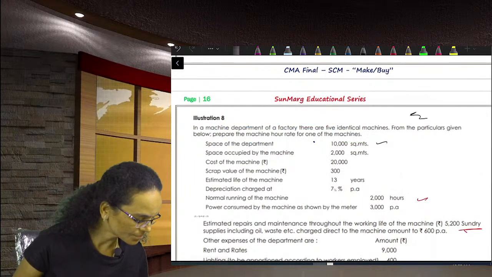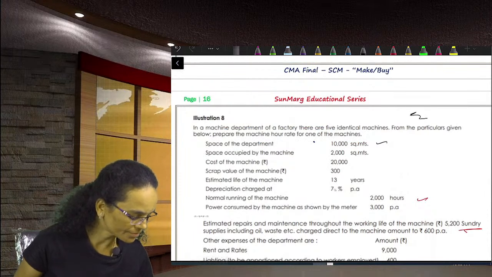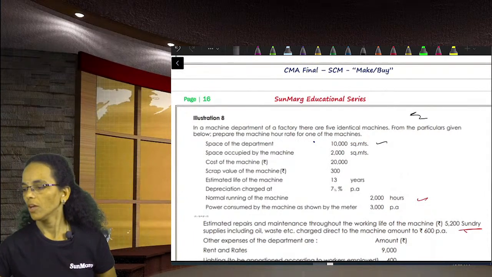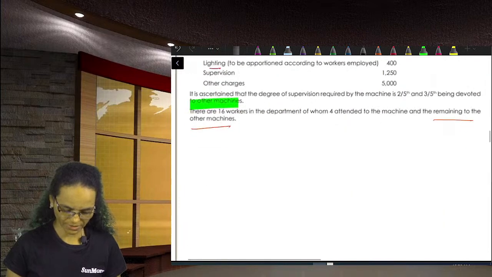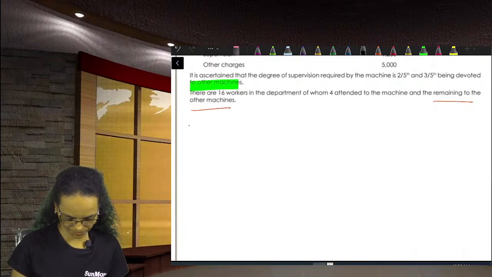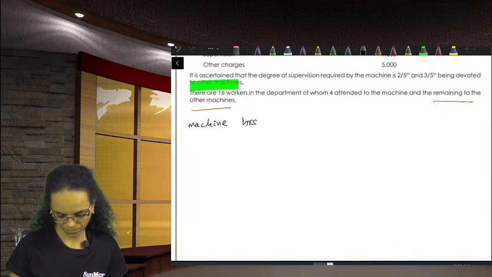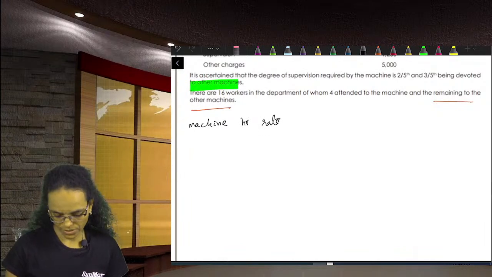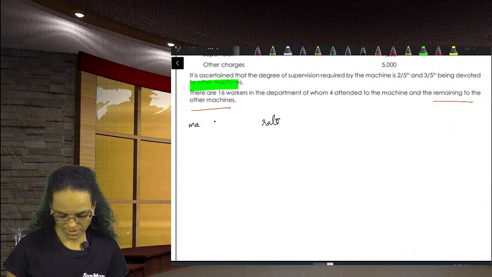Okay. Machine hour rate. Calculation of machine hour rate, I will write the calculation of machine hour rate.